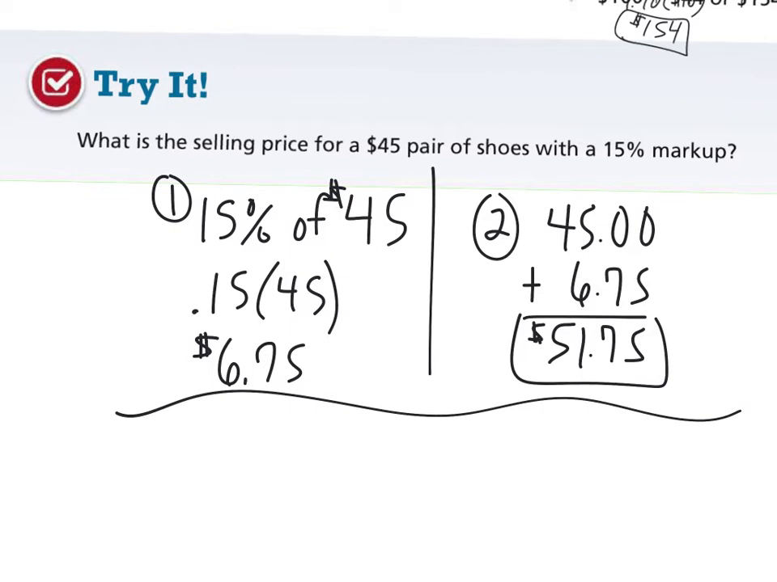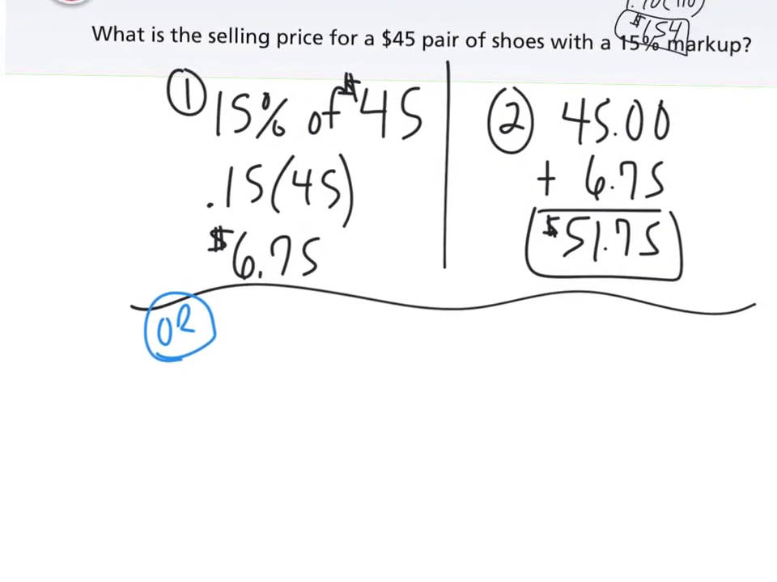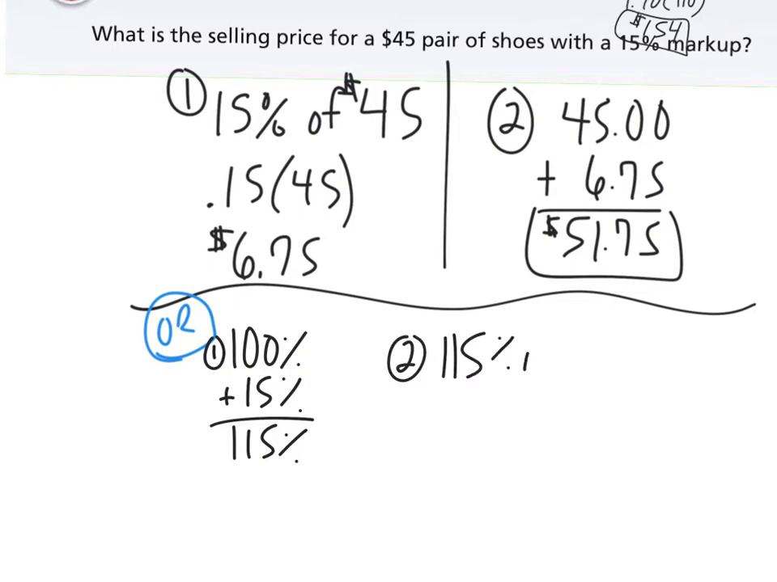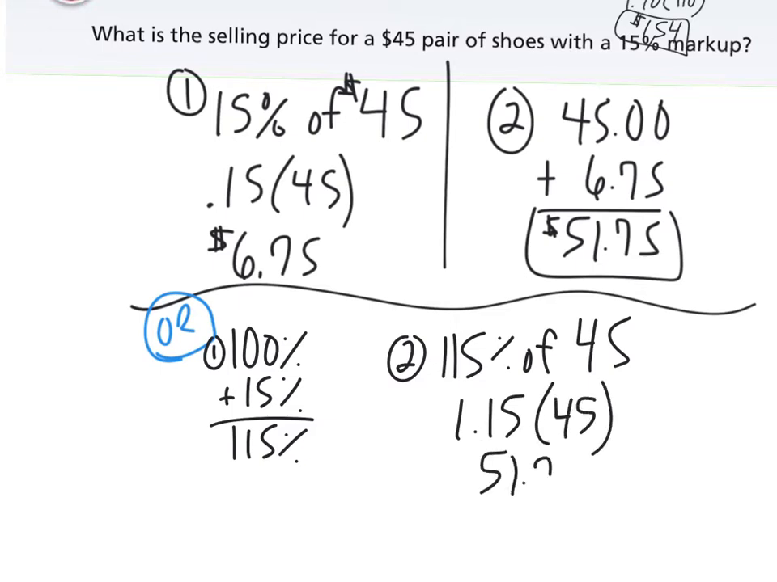And again, just to mention, another option like we talked about earlier would be, you could say full price would be 100%. We're adding on 15%, so we're paying 115% of the $45. And then if you work that out, that would give you $51.75.